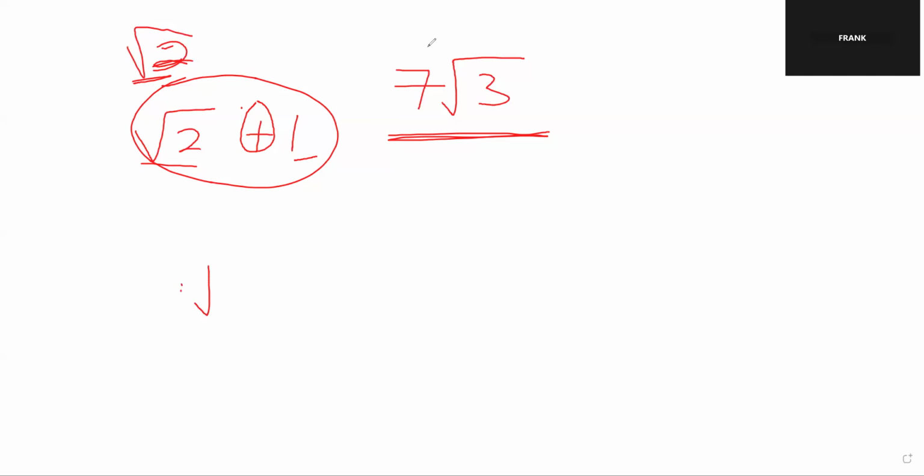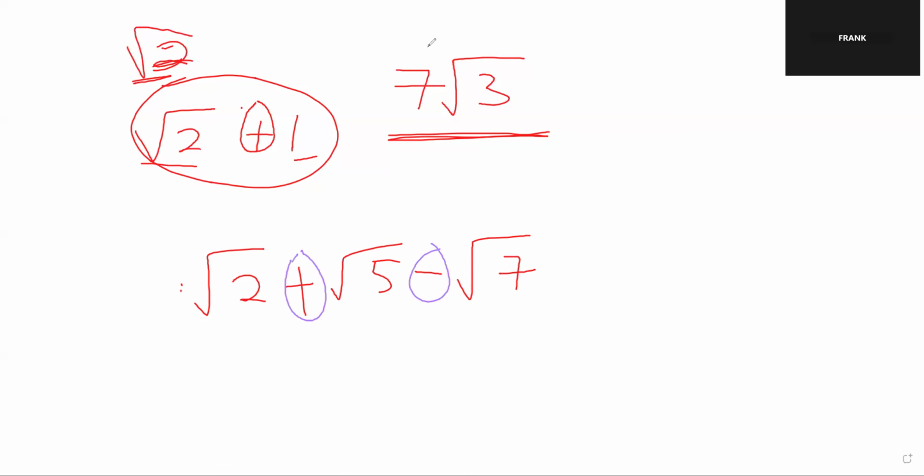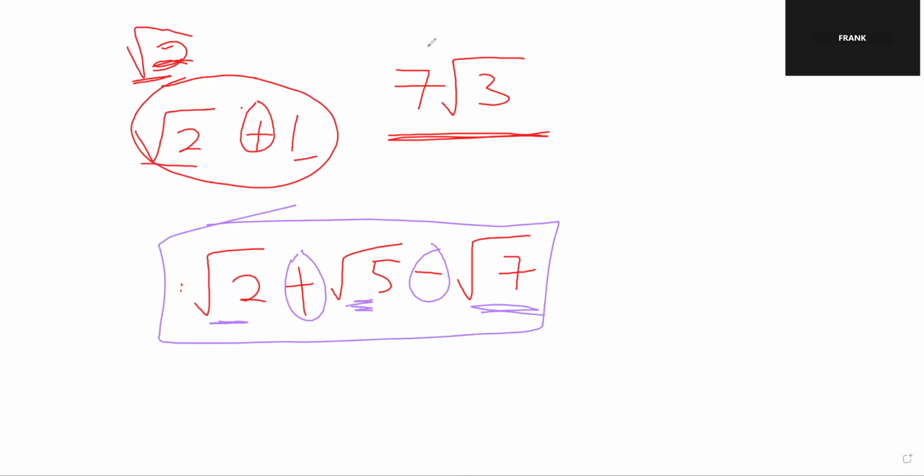But if I have, look at this, root 2 plus root 5 minus root 7. This is a compound set because it has three terms. How did I know that this particular set has three terms? I have plus here, I have minus here. The plus is telling me that root 2 is a different term from root 5. And this minus is also telling me that root 5 is different from root 7. So in this particular set, I have three terms. So it's a compound set.